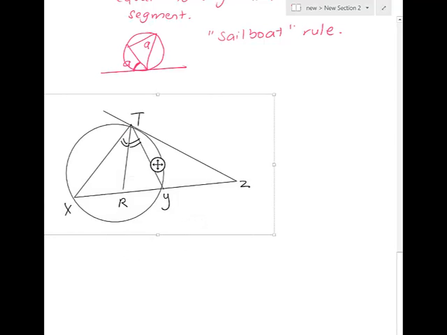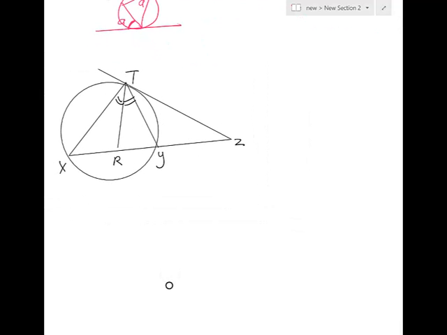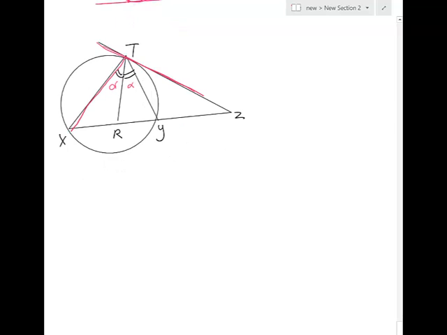Okay, so back to the question. The original question was, we've proven that these two angles are already equal. So these two are already equal to alpha. Now we're going to focus on the tangent. So TZ is our tangent, and I'm going to highlight the triangle inscribed in the circle so that we can use our sailboat rule. So that's the diagram with all the information that I want highlighted.